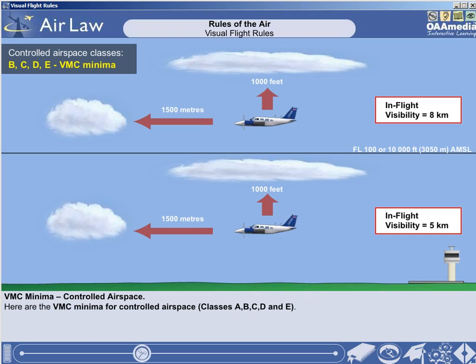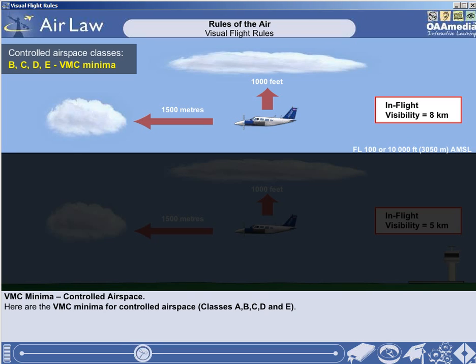Here are the VMC minima for controlled airspace. That's airspace of classes A, B, C, D, and E. Classes of airspace are covered in a separate lesson. Above 10,000 feet, or above flight level 100 if the transition altitude is below 10,000 feet, VMC minima in controlled airspace require the pilot to have an in-flight visibility of at least 8 kilometers, and to be able to maintain vertical separation from cloud of at least 1,000 feet, and horizontal separation from cloud of at least 1,500 meters.